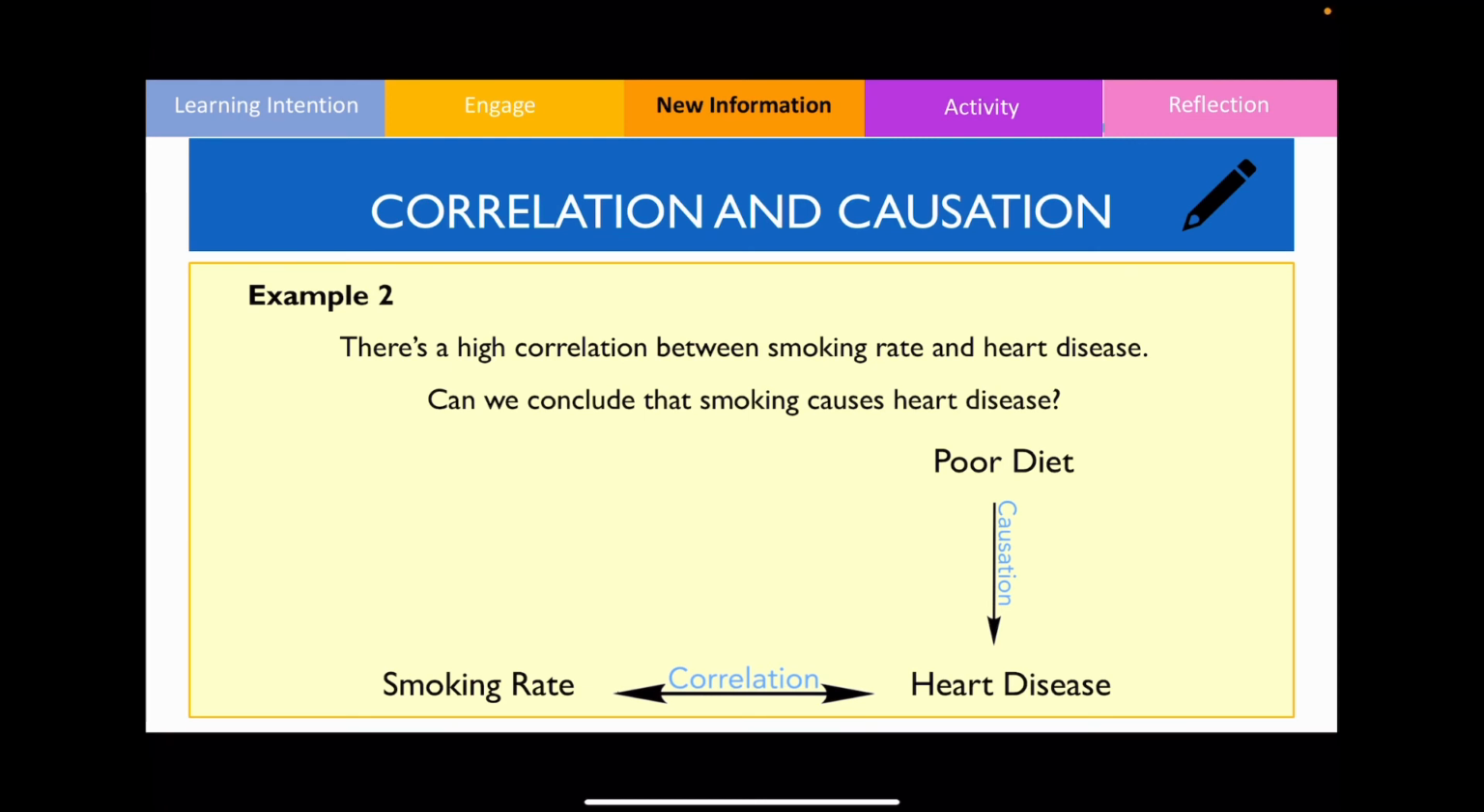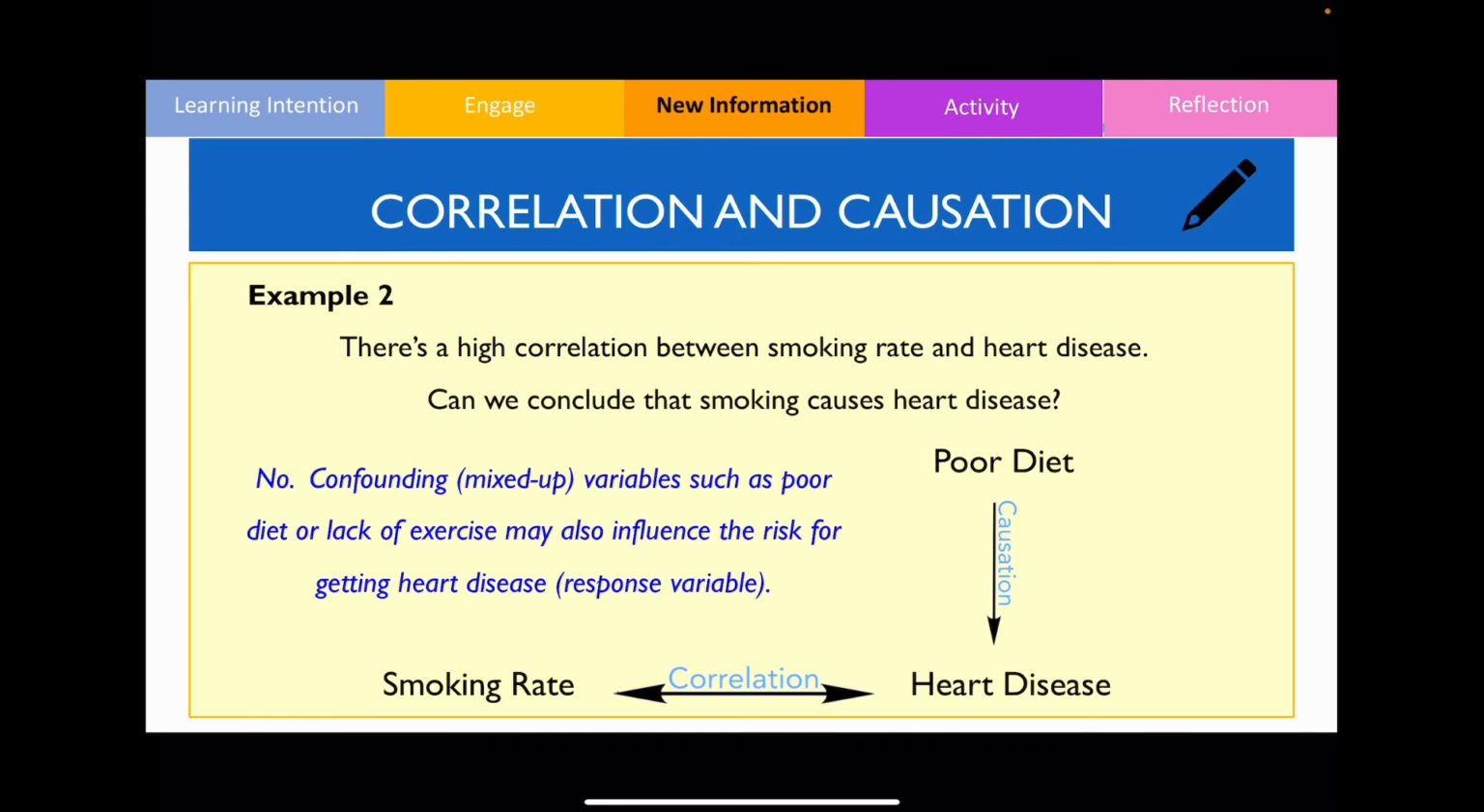These other variables, such as poor diet as well as a lack of exercise, are referred to as confounding variables. These are variables that can be mixed up or masked by the original variable that we're investigating, which in this case is smoking rate. So there's no way that we're entirely sure that smoking rate results in a greater likelihood of heart disease if there are also other variables that may explain the condition, such as poor diet and lack of exercise. Let's look at one more example.